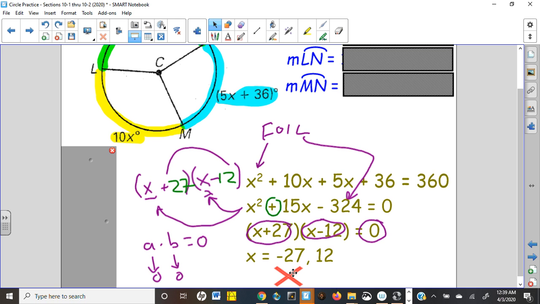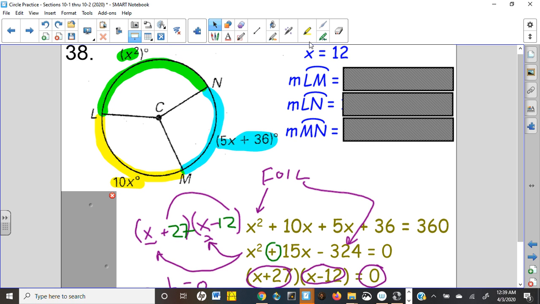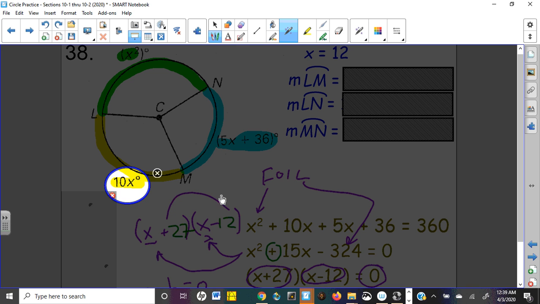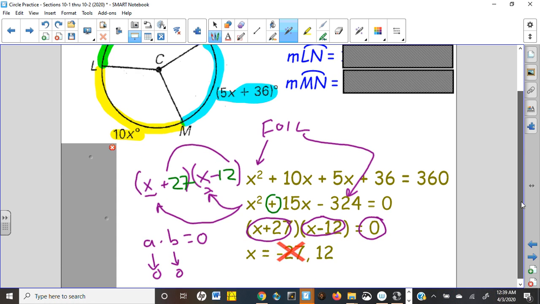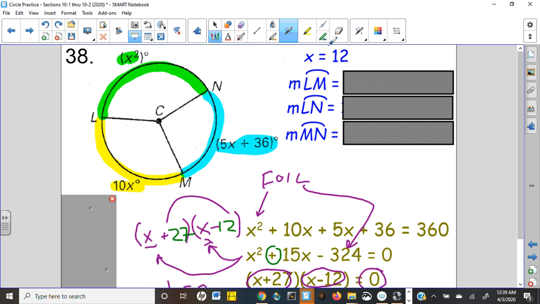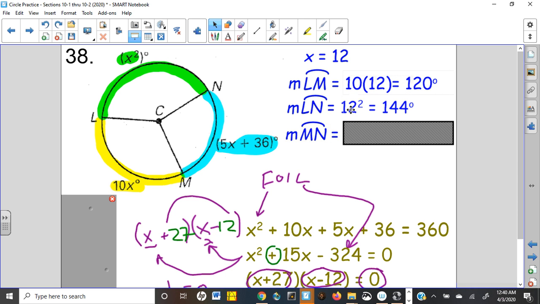Now, the negative 27, if we check, has to be thrown out, because if I plug negative 27 in, say, right here, 10 times negative 27 is negative 270. We can't have negative angle measures. And so only the positive 12 sticks around. Once we know that 12 is the answer, we can come back up here and plug it in individually to each of the arcs and get their individual measurements, and then you're done with the problem.